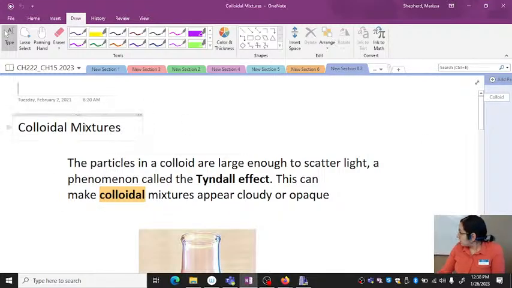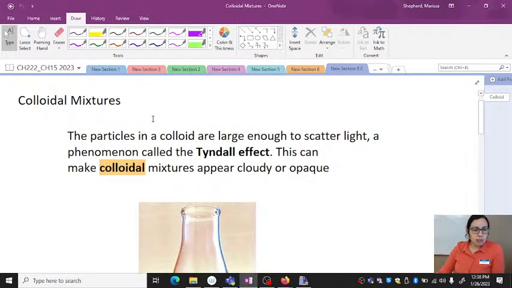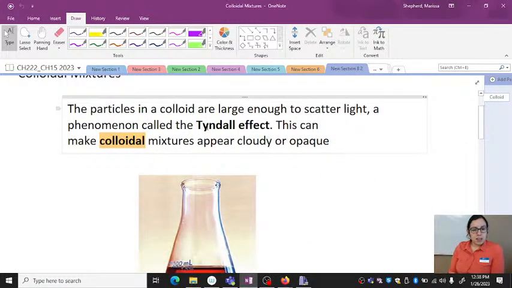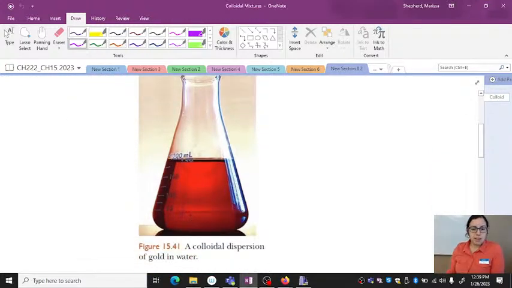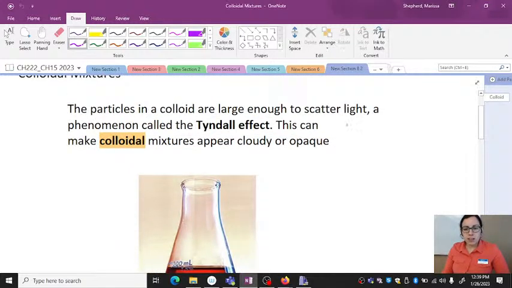And so we have these other mixtures that we can classify. And so you can have colloidal mixtures. And what makes it a colloid is that the particles are large enough to scatter light. And so you get what's called the Tyndall effect. And so that makes colloidal mixtures appear cloudy or opaque. And so this is just an example of a dispersion of gold in water. And these tend to be nanoparticle size, or can scatter light.